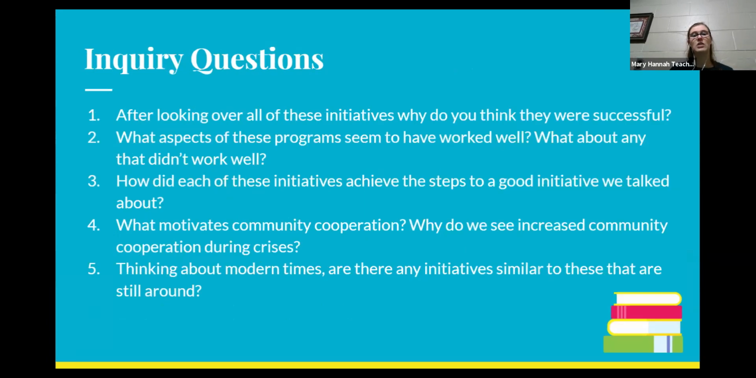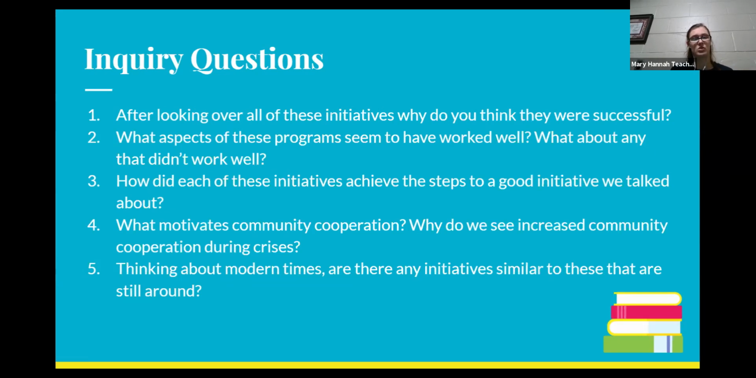So after having looked at these different initiatives, this is when I would start asking inquiry questions to the students, gaining comprehension and an idea of how well they understood everything. We'd walk through these after looking at all these initiatives. Why do you think they were successful? What aspects of these programs seem to have worked well? And can we think of any that maybe wouldn't have worked well?